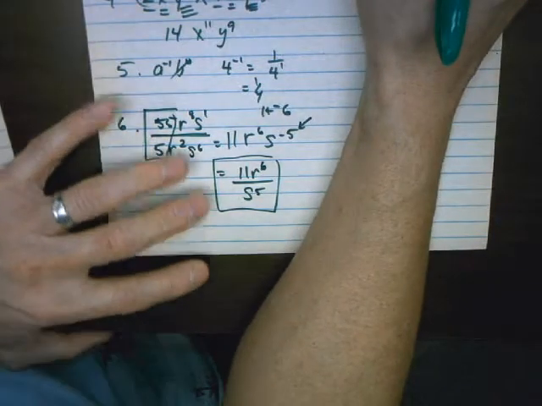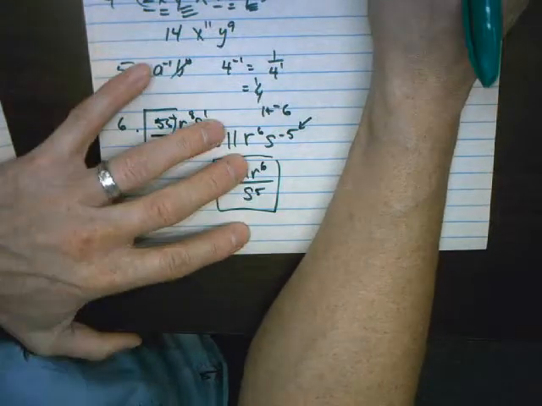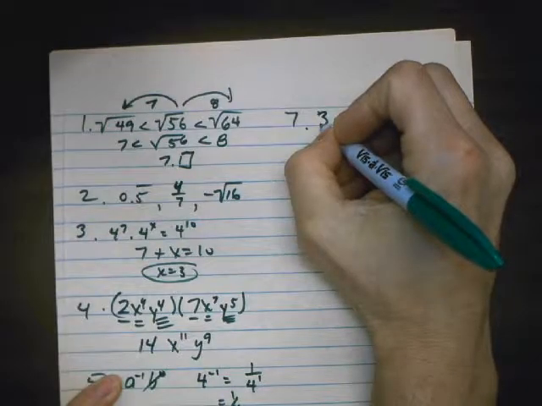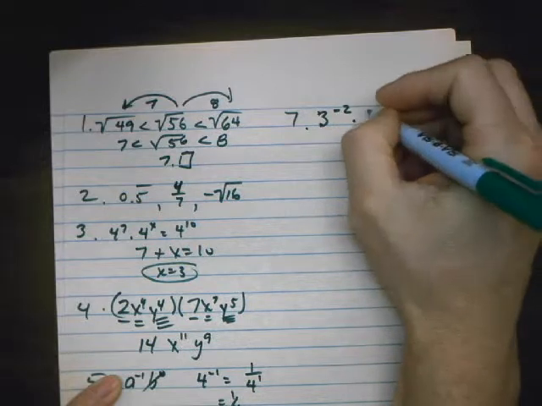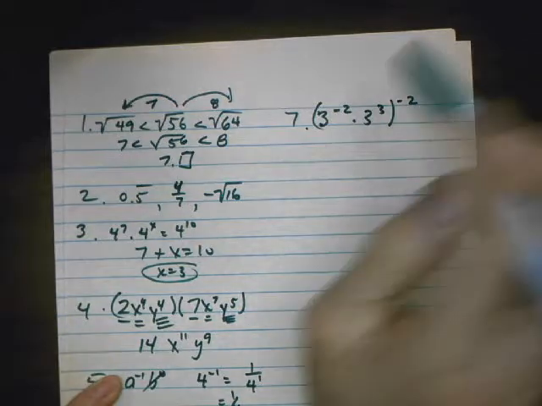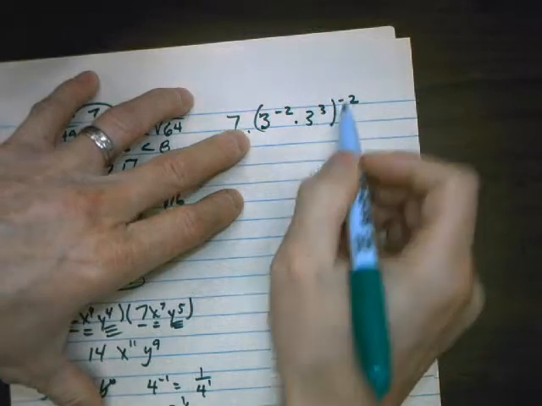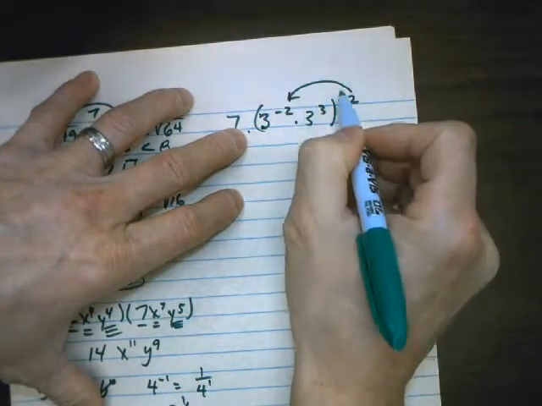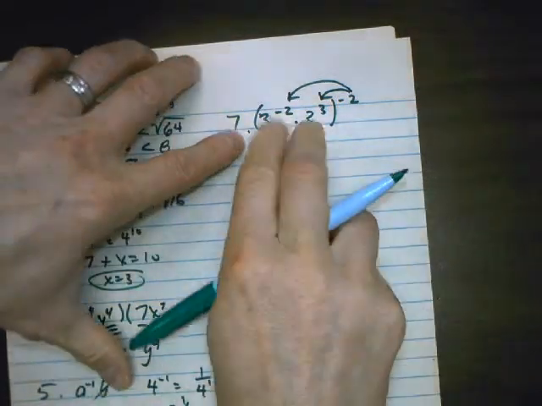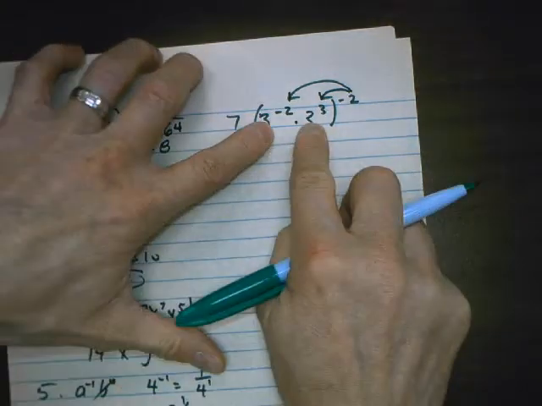Number 7 says, decide which expressions below are equivalent to, go up here, 3 to the negative 2nd power times 3 to the 3rd power, all to the negative 2nd power. It's always a good idea to check real quick, make sure you copied it right. Okay, so this is what we can do then. Now, what we normally do is we take everything in here to the negative 2nd power. That will always work. But since these are the same base this time, we can actually take a shortcut there. And we can combine those two first.